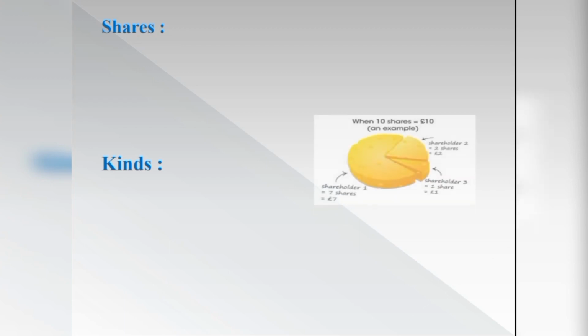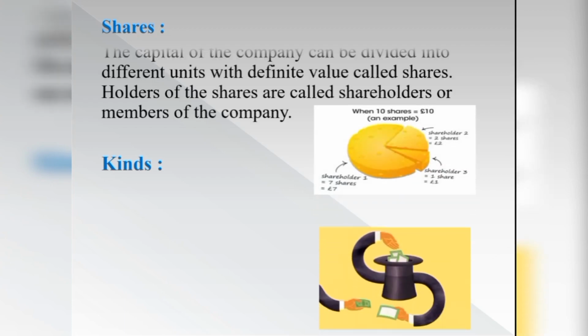Moving on to what shares are. A share is nothing but the capital of the company, which is divided into different units with a definite value called shares. The holders of the shares are called shareholders or the members of the company. They are also termed the owners of the company. Share capital constitutes the basis of the capital structure of a company. Ownership of a company is vested in its shareholders, and a share represents the extent of ownership or interest in the assets and profits of the company.